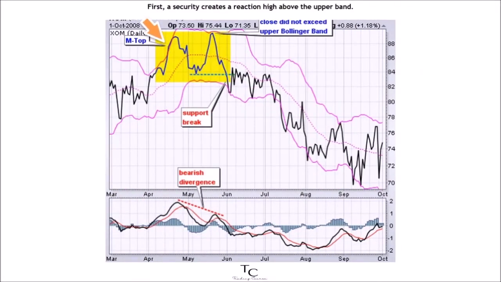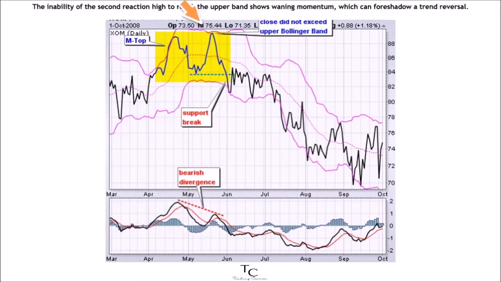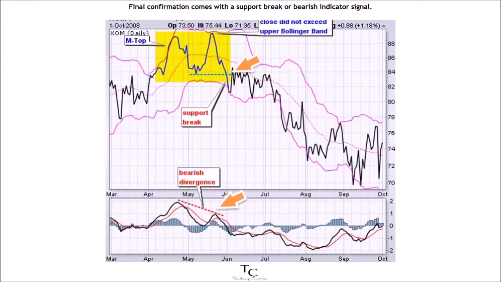First, a security creates a reaction high above the upper band. Second, there is a pullback towards the middle band. Third, prices move above the prior high but fail to reach the upper band. This is a warning sign. The inability of the second reaction high to reach the upper band shows waning momentum, which can foreshadow a trend reversal. Final confirmation comes with a support break or bearish indicator signal.